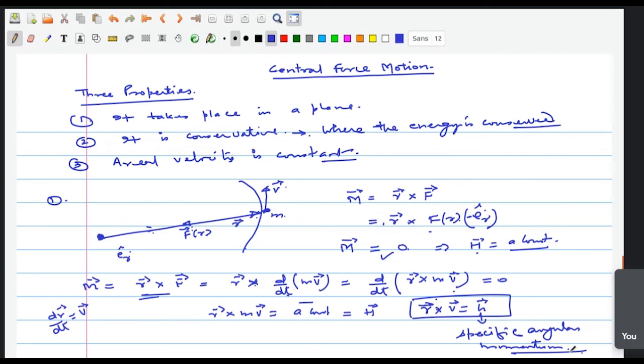So what does this imply? That the angular momentum here, this is a radius vector and this is the velocity vector. So angular momentum is always perpendicular to this. R cross V will be perpendicular to both R and V. And because H is a fixed vector, that means R and V will always lie in a plane perpendicular to this H vector. This simply implies that R and V are always constrained to the same plane, meaning it's a planar motion.